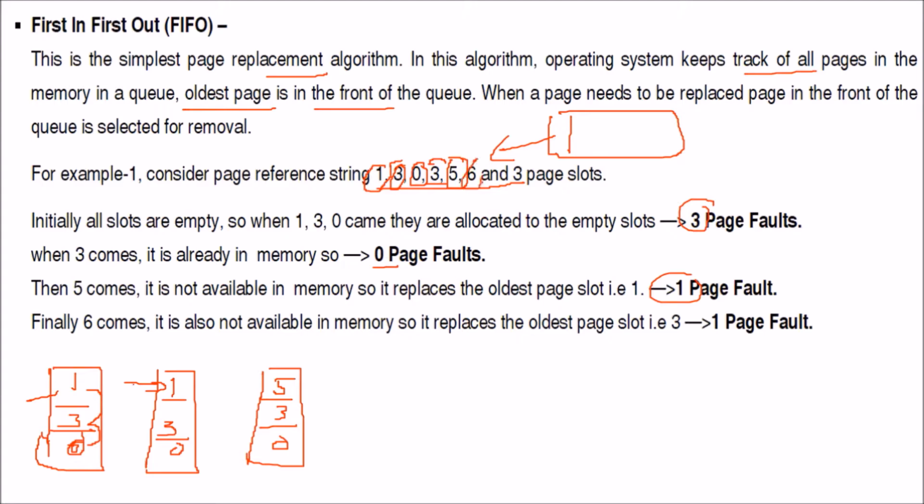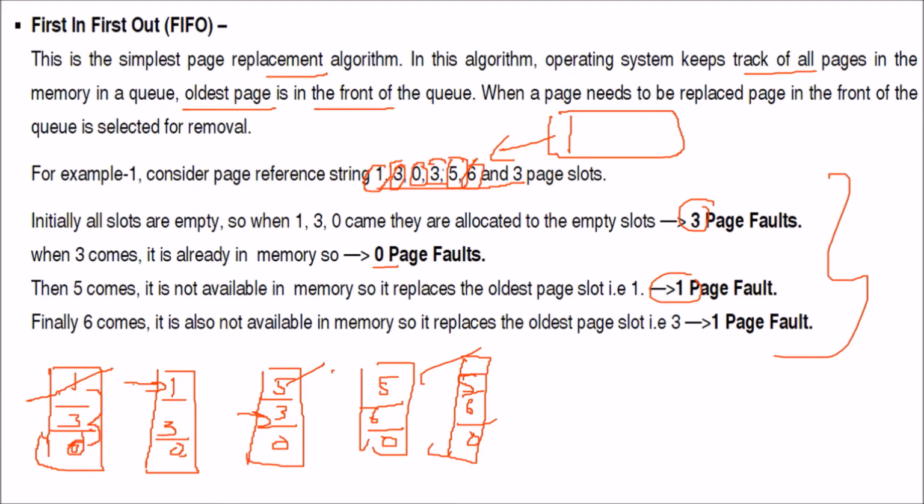Again, this 6 has come. 6 will replace what? This 3, right? Because 5 has just come, and 3 came earlier, and after that 0 has come. So 3 is the oldest here, and we'll replace this 3 by 6. Then again we have a page fault. After this, because 6 has come, the final scene will be 5, 6, 0. So how many page faults are there? 3, 4 and 5. So 5 page faults are there. So this is how it is done.